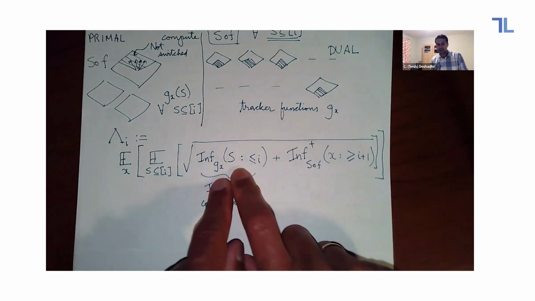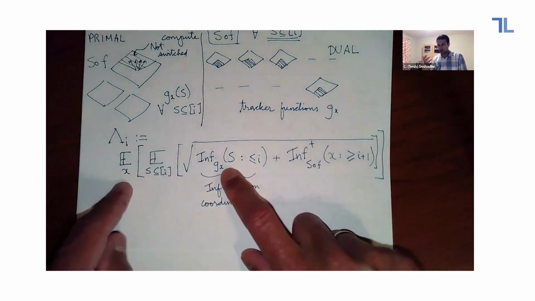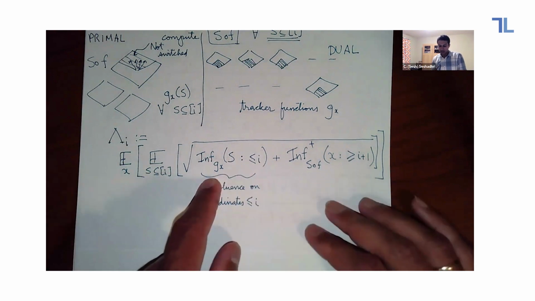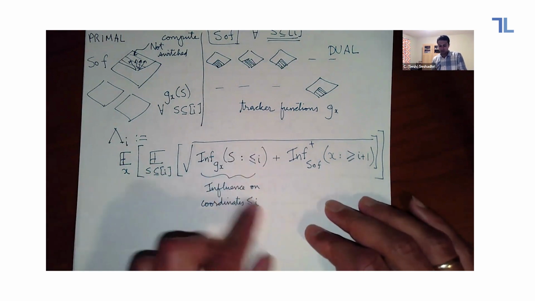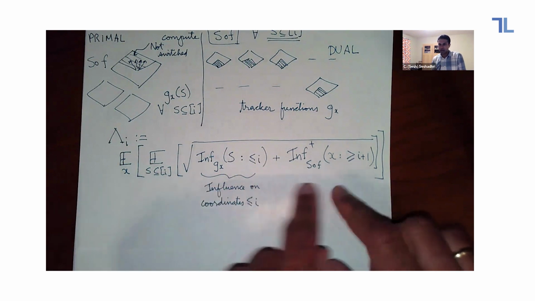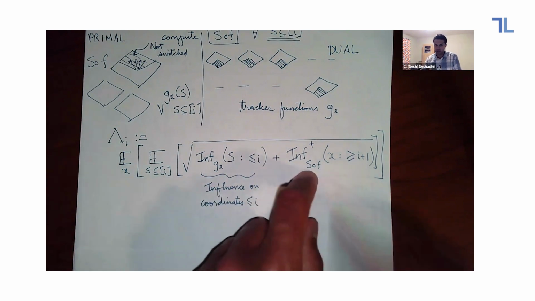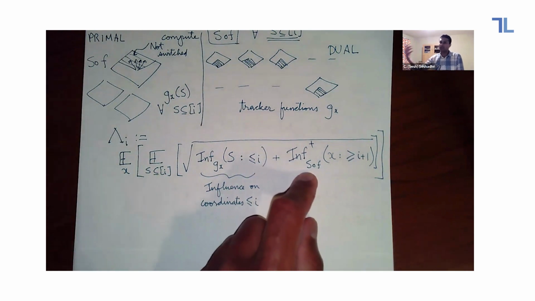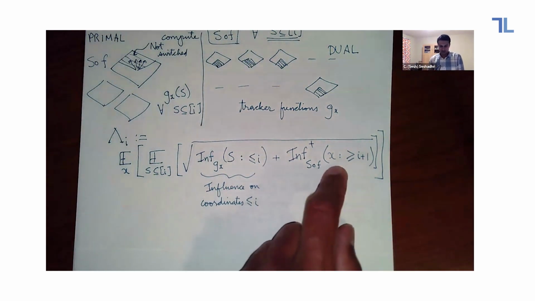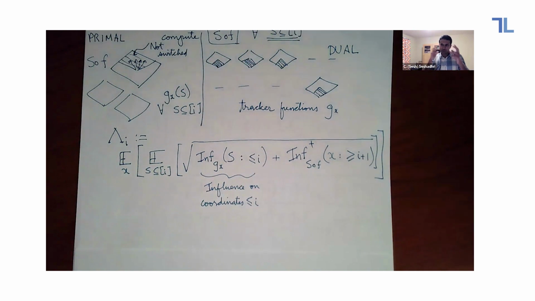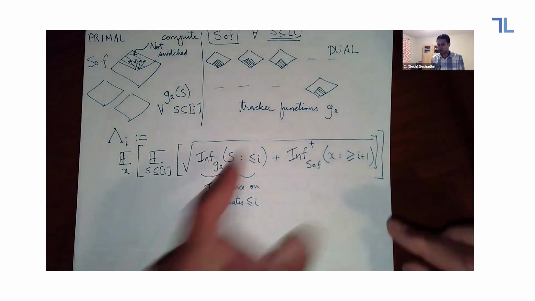I'm indexing the function based on the trackers, which is based on the domain, and I'm looking at the influence with respect to S. In the second one, I'm looking at basically the function that comes from applying the operator, but looking at the standard influence in the domain. So it's almost like you're combining both the primal and the dual together into one large function, which you're analyzing here.